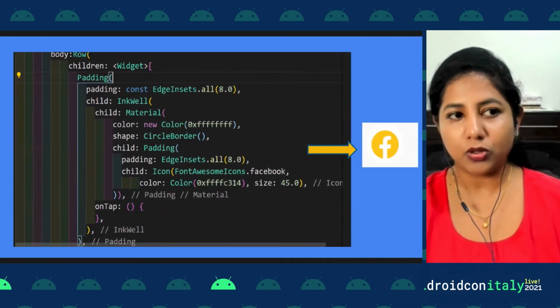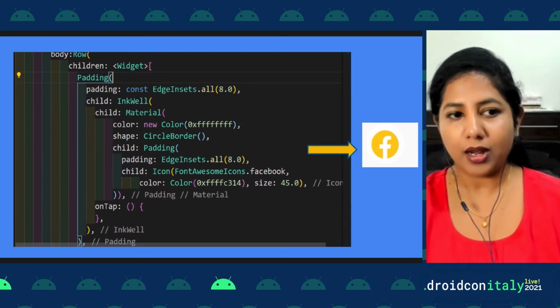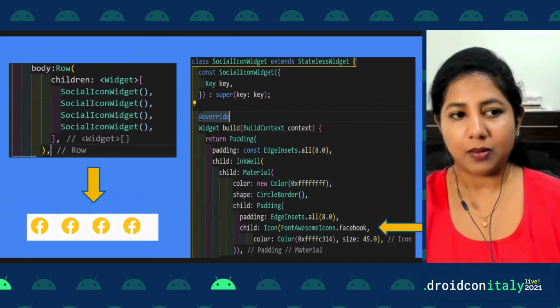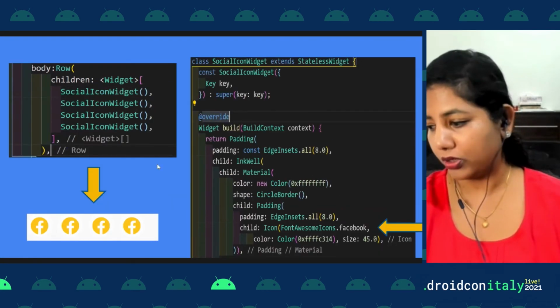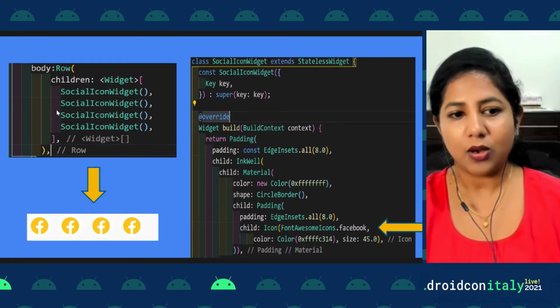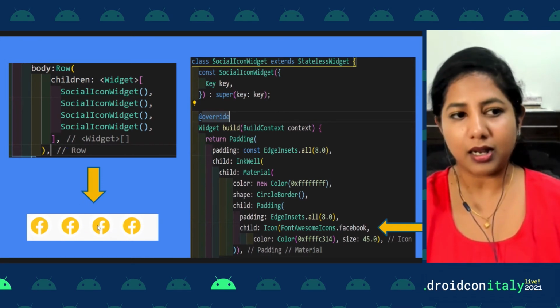So this is how the code looks. As I told you, row, padding, inkwell, material, circle border, padding, font. So when I do this, I get this. Absolutely fine, happy. This is what I was looking for. And I'm good to go. But if I use a row widget with all of these 4 social icon widgets, when I actually get the output, it is 4 similar icons.